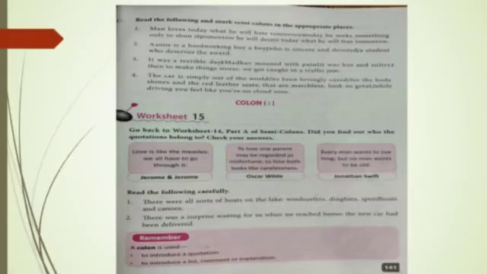In worksheet 15, we will use the colon. Here, two sentences are given. There were all sorts of boats on the lake: windsurfers, dinghies, speedboats, and canoes. Second, there was a surprise waiting for us when we reached home: the new car had been delivered. Here, we have to remember that we use a colon when a quotation is introduced and when we introduce a list, comment, or explanation.